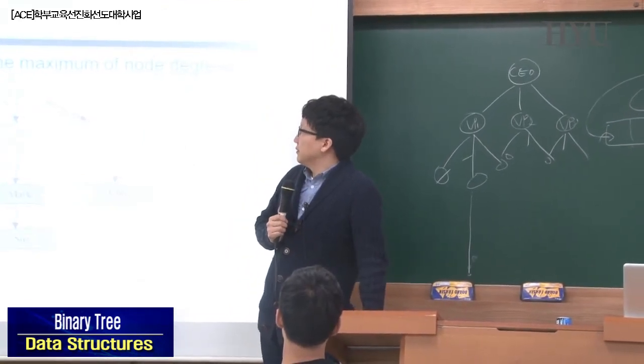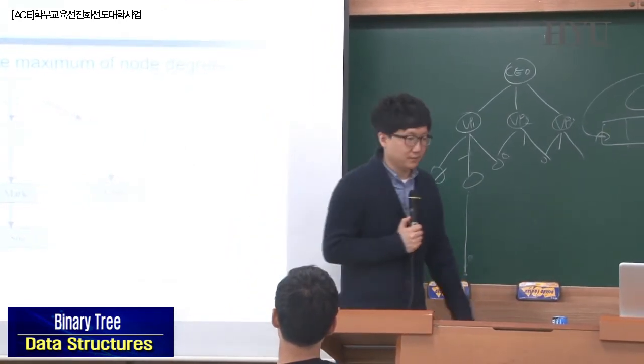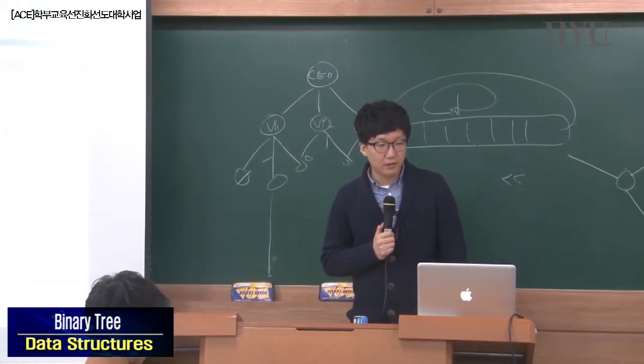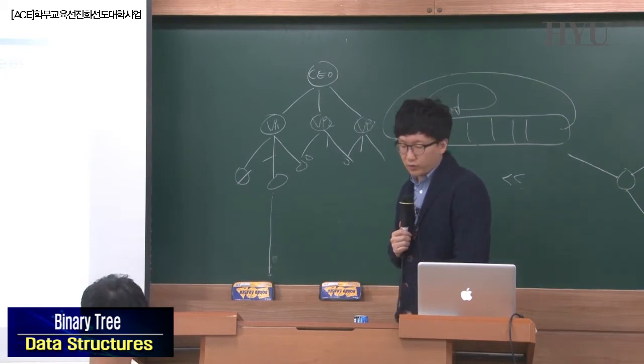Yeah, 3. Because Joe has 3, the others are smaller. Good.